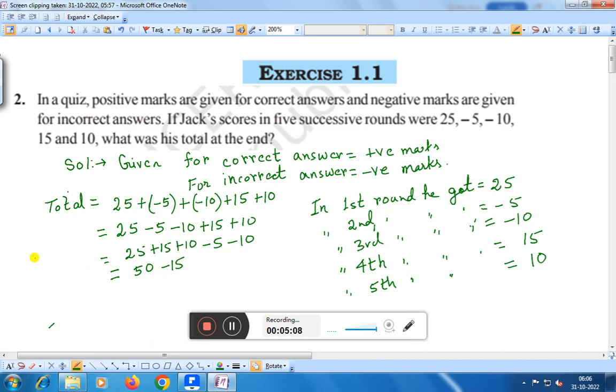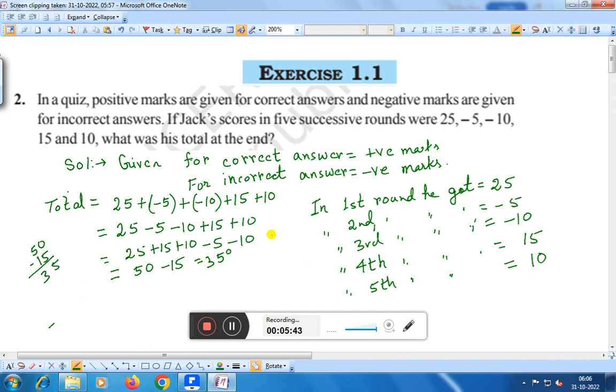Then you have to subtract 15 from 50. Subtracting it, we get 35. What is the question? What was his total at the end? Therefore, the answer is: at the end, his total was 35.